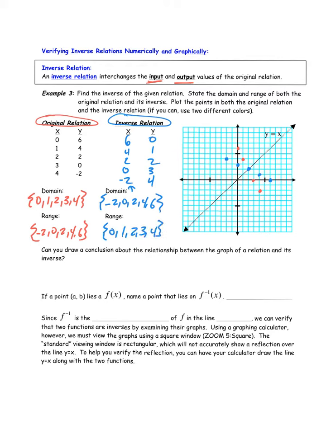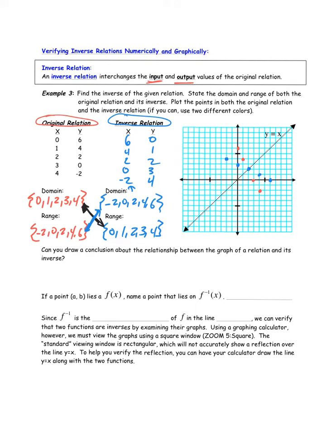Okay, now we have all the information set up. We're going to try to draw some conclusions. Let's look at the domain and ranges of the two functions. If we look at them, we'll see that the original relation and the inverse swap domain and range. So the domain of the original function is the same thing as the range of the inverse function, and the range of the original function is the same as the domain of the inverse function. And we saw that on the previous example.